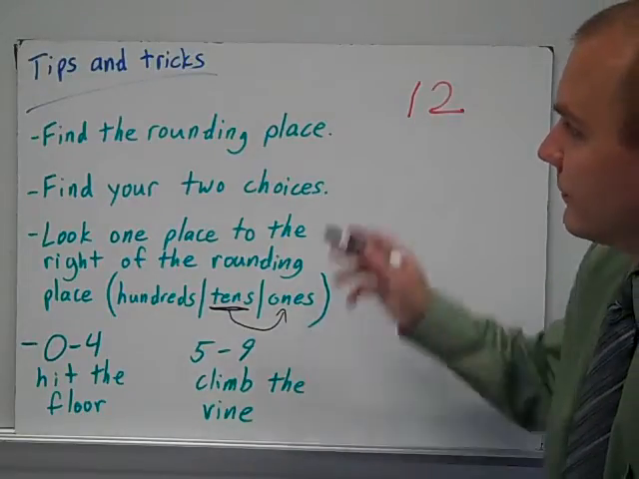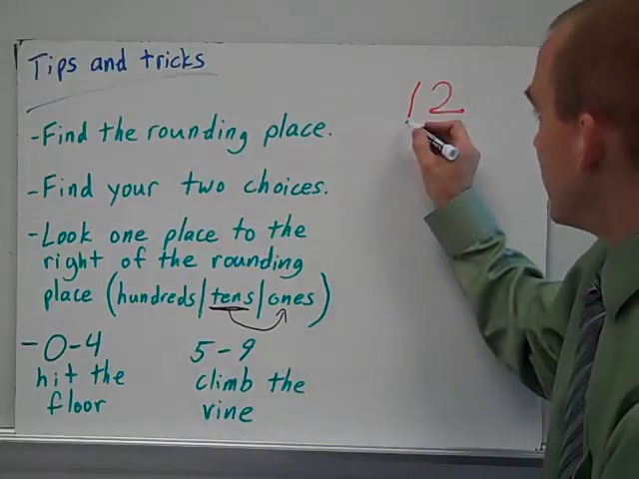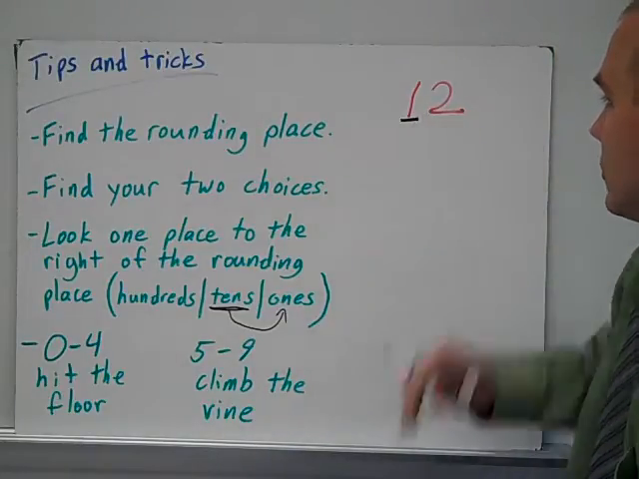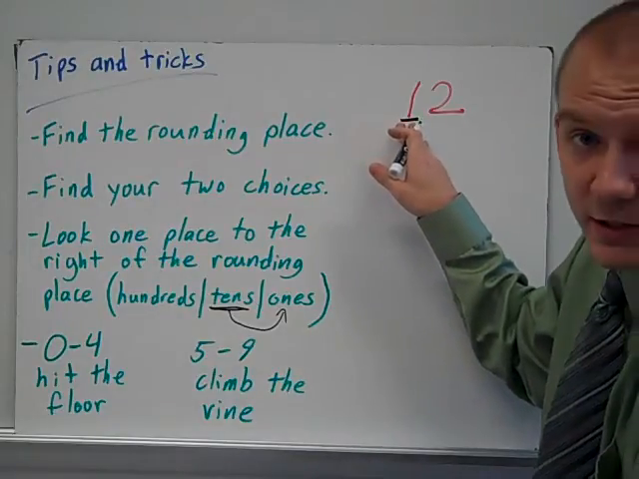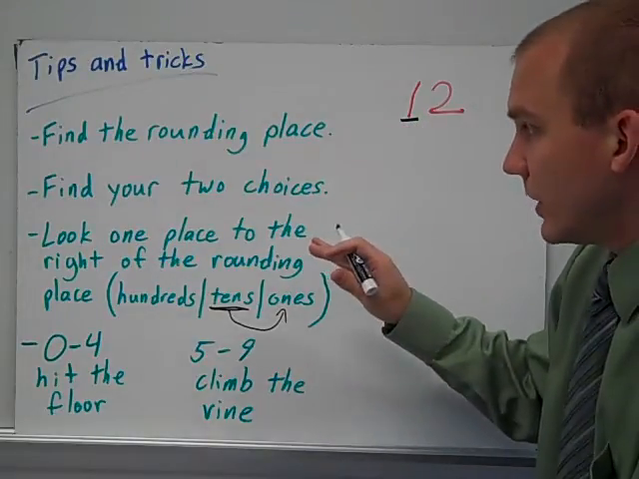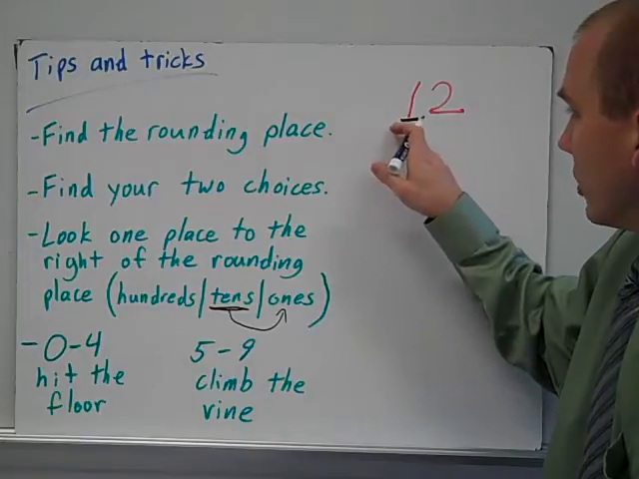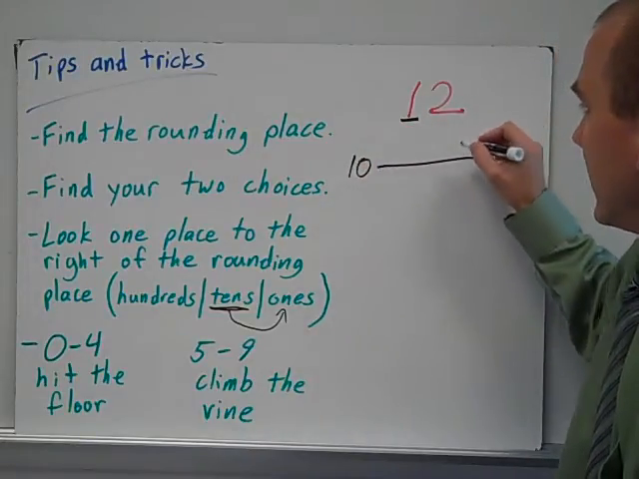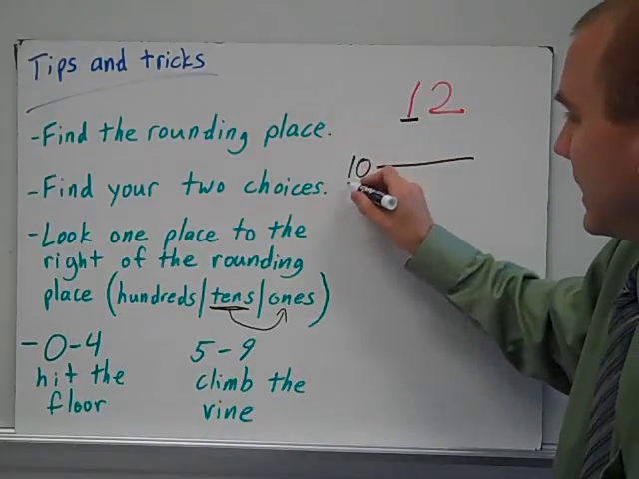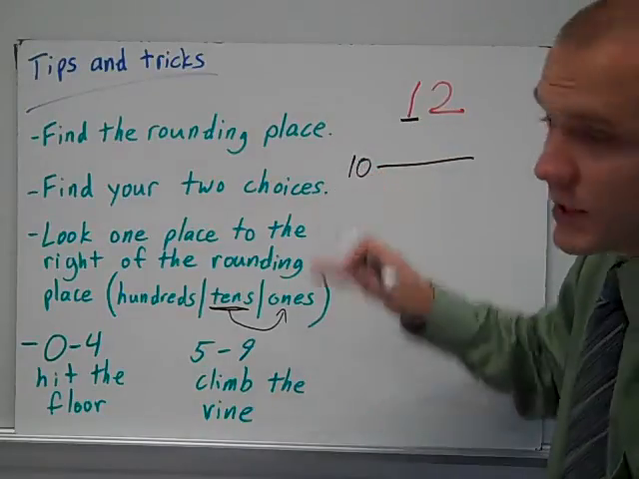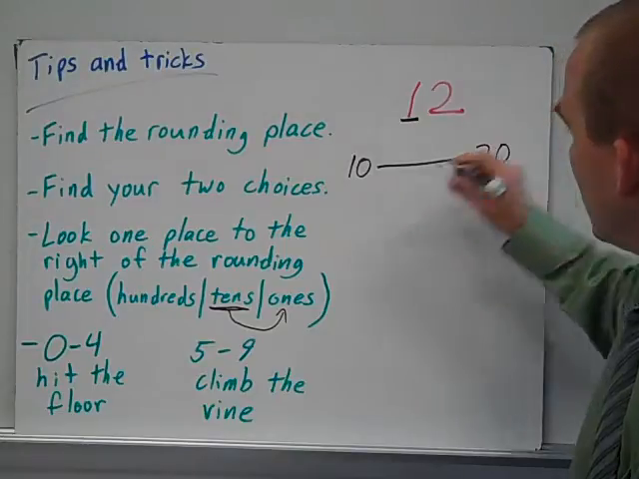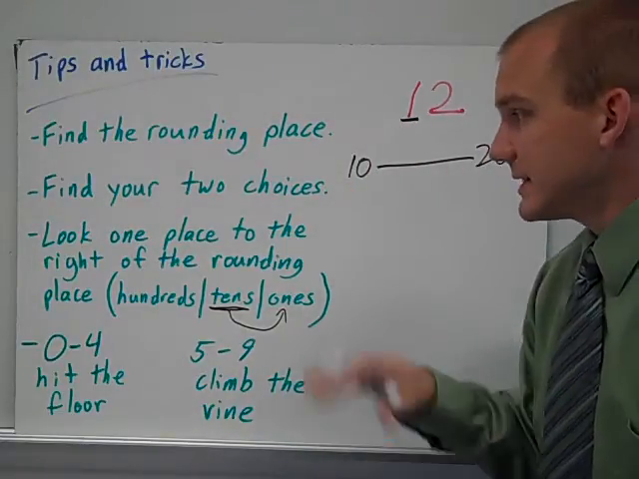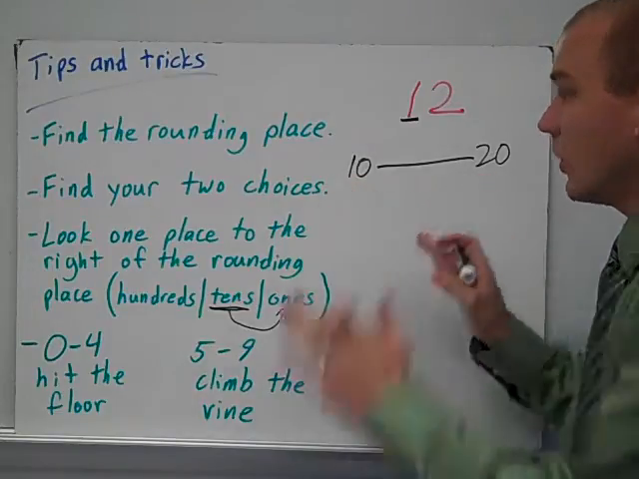Let's do that with 12. First, let's find the rounding place. So we look here, we have ones and a 10. We have a 10 and two ones. So we look to our tens digit. We have a 1 there. Find your two choices. My two choices would be the lower 10, which would just be 10, and the higher 10 would be one more than 1 ten, so it would be 2 tens or 20. So you just kind of count by tens here: 10, 20. That's it. My answer is either going to be 10 or 20.